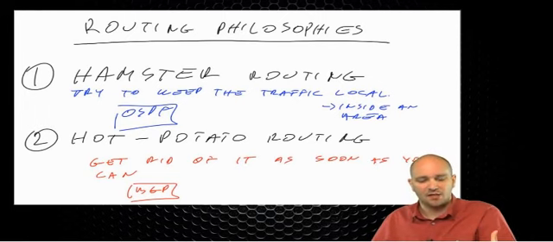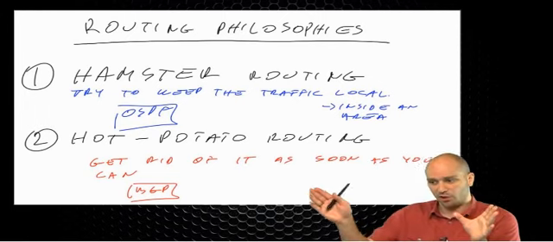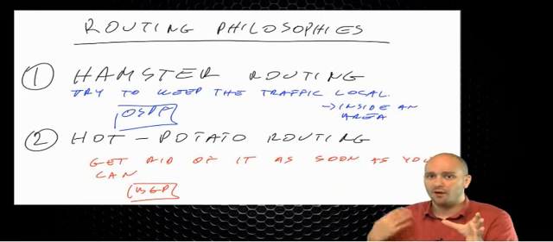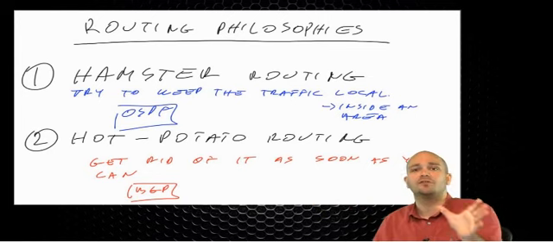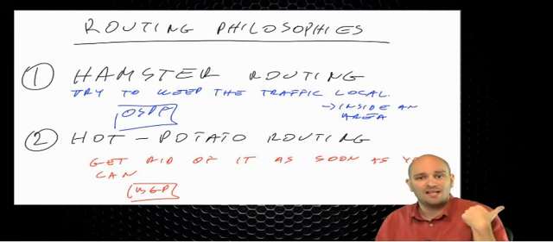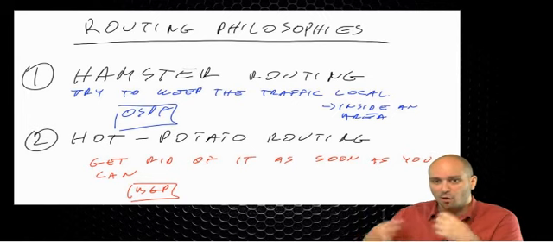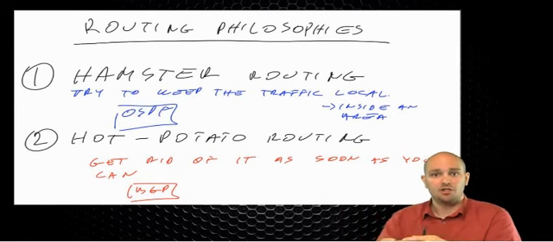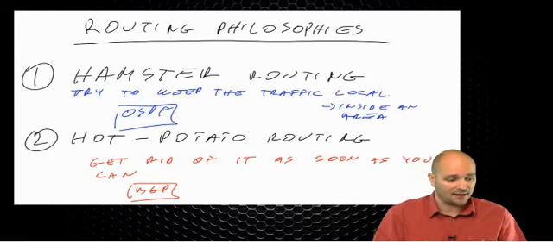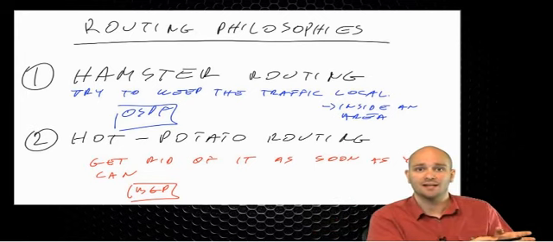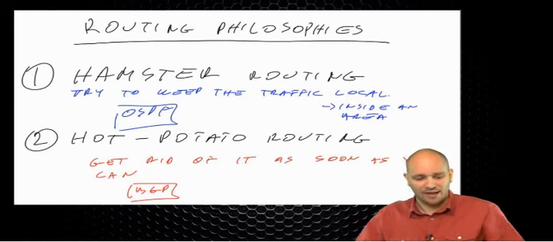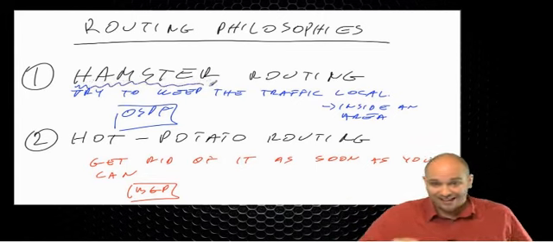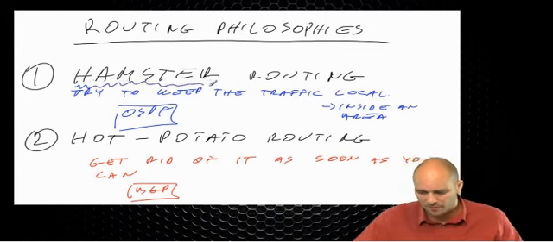Now, the whole idea here is that if I have an external route and I have an internal route, the assumption is that this traffic at some point needs to leave my control. I want to get rid of it as soon as I can, but why would I waste my own bandwidth? Why would I waste my own resources to send this traffic to an internal neighbor just to send it out of my network when I can get rid of it right here, right now? So that's hot potato routing. So OSPF actually implements what I like to call the hamster routing. It tries to keep traffic as local as possible.